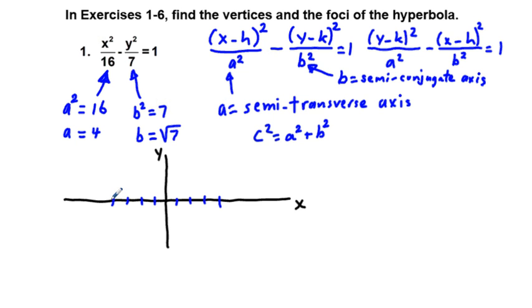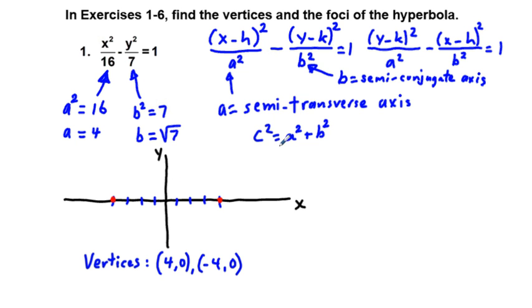So our vertices are located, and I'm just going to write them, vertices, they're at the points 4, 0 and negative 4, 0. And sometimes you'll see them written together.